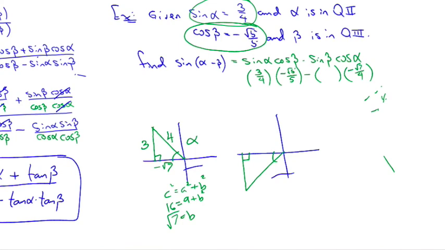It's either going to be on the top or the far left. Cosine is adjacent over hypotenuse. Top or far left? Top. Negative square root of 5. Where's the 5 go? Hypotenuse, right.